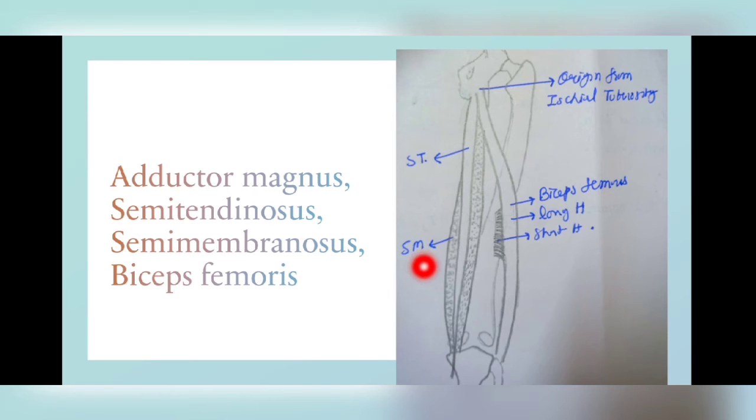This is insertion of semimembranosus. This is biceps femoris. It has two heads of origin, long head and short head. The long head arises from the inferomedial impression of the upper part of ischial tuberosity, and this short head of biceps femoris arises from linea aspera and the lateral supracondylar ridge. This biceps femoris is inserted over the apex of fibula.